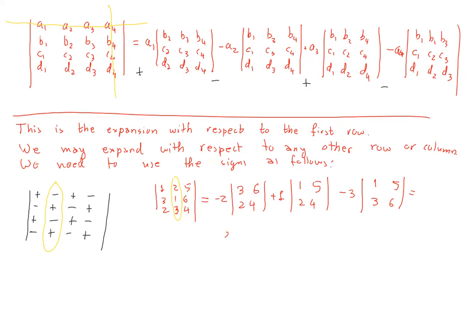So how much is the first determinant? It's 3 times 4 is 12, minus 2 times 6, also 12, that's 0. Plus 1 times, and then you have 1 times 4 is 4, minus 10 is negative 6. Minus 3 times 1 times 6 is 6, minus 15 is negative 9. Okay, so this will give you minus 6 plus 27, which is 21. And that's it.